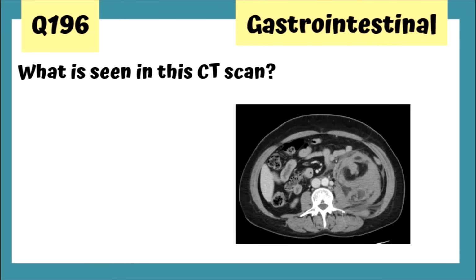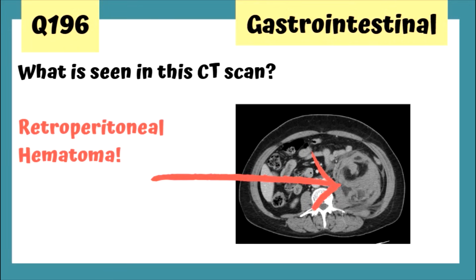196, what is seen in this CAT scan? Here we have a retroperitoneal hematoma. Hematoma, just keep that in mind in the exam. In front of the psoas, you could have a retroperitoneal hematoma seen on CAT scan.